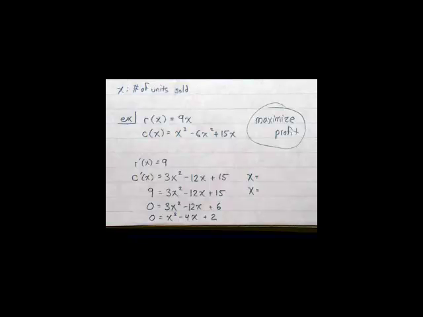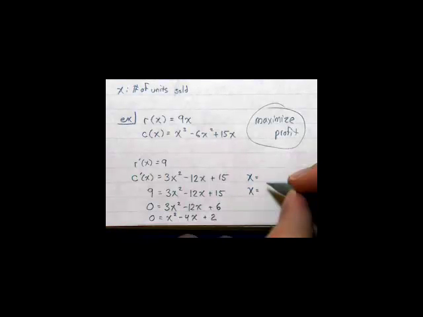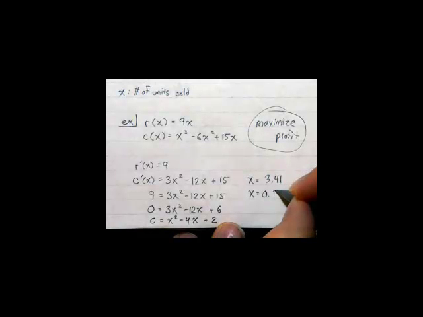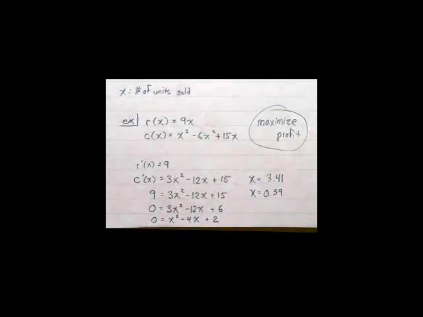All right, what do we get? 3.41 and 0.586. So about 0.59 then? Or going to 2 decimal places, apparently. I did like 3 sig figs. Oh, I see. Okay. So 3.41 and 0.59 are going to be those 2 potential places where we might maximize profit.